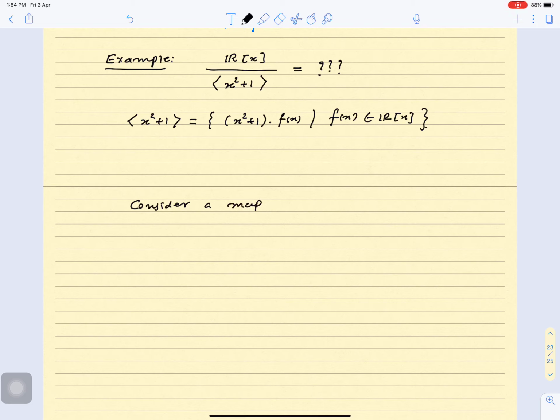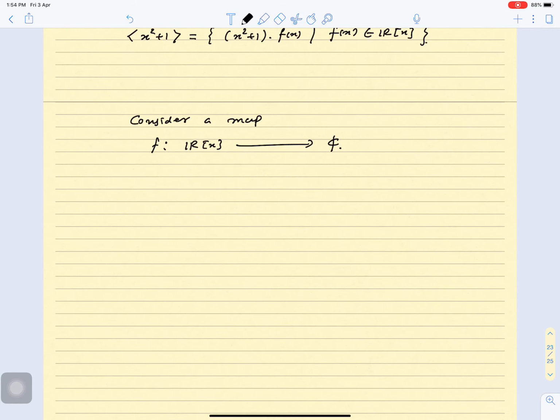a map from R[x] to the set of complex numbers. Let me use the notation phi for the mapping. So phi of f(x), where f(x) is an element of R[x], is some polynomial. Now you evaluate the value of the polynomial at i, then it becomes a complex number. So phi of f(x) is equal to f(i). You define the map in this way.